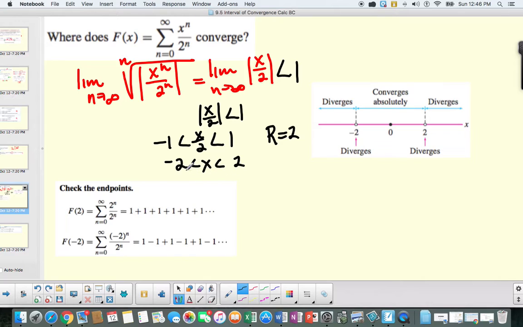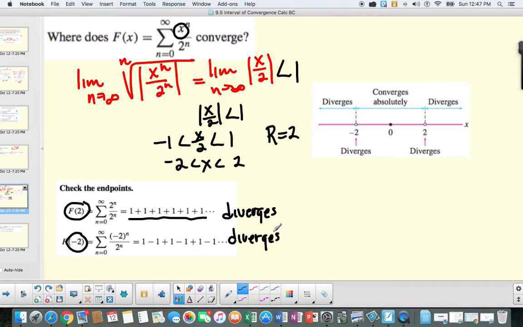It absolutely converges within -2 to 2. And now our job is to examine the endpoints. So we're going to allow x to be equal to 2 right in here. We're going to let it be 2, and we're going to have this. And you can see this diverges by the nth term test. We're going to allow it to be -2, and again it diverges by the nth term test. We're not getting the nth term to go to 0.